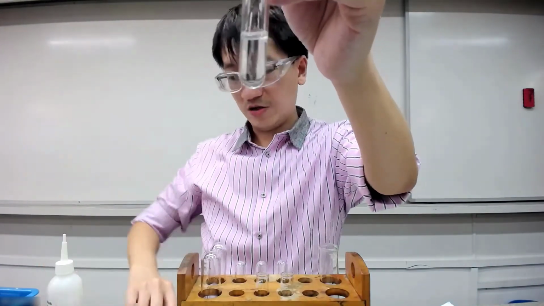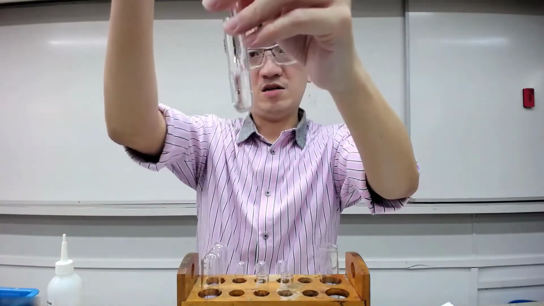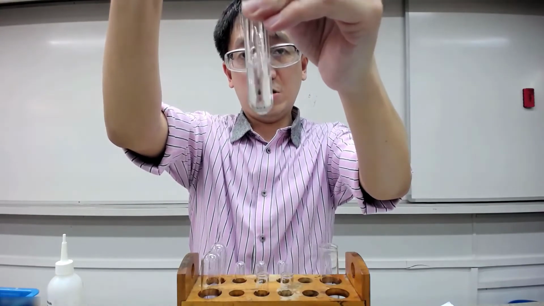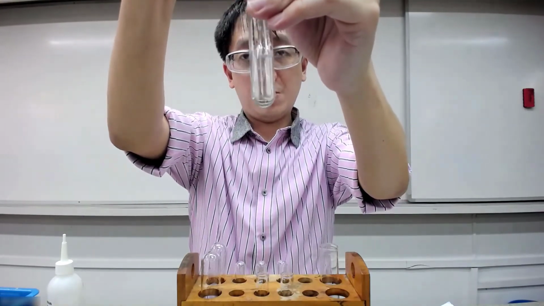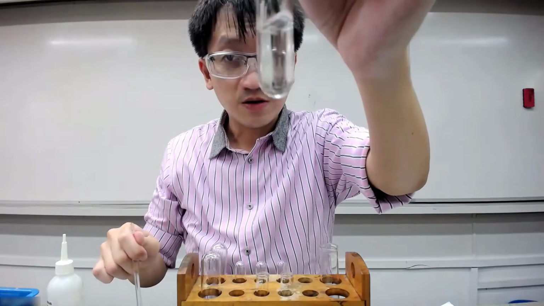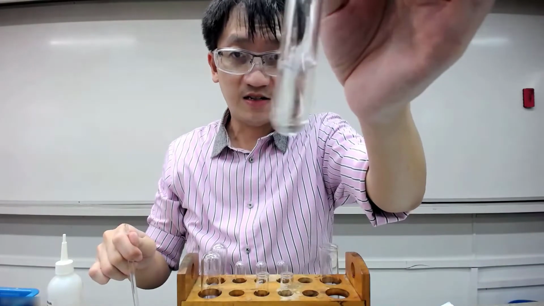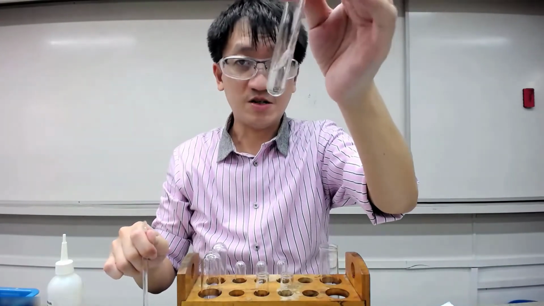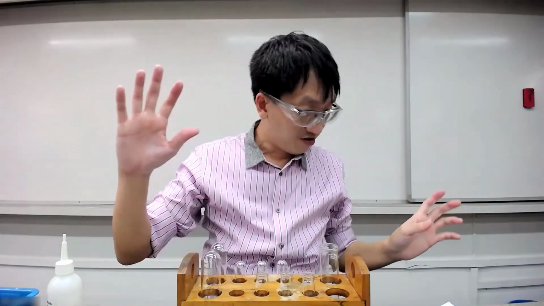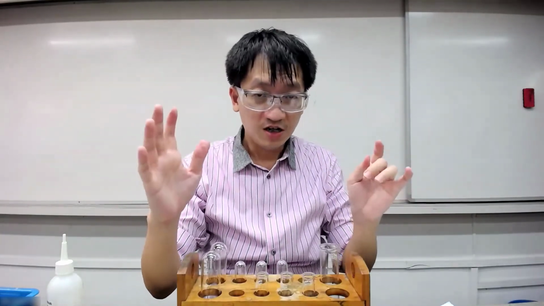Okay, so now you can see that the solution is completely colorless. So your conclusion should be: the white PPT dissolved in excess to give a colorless solution. So that's what you should be observing. I hope that's clear enough. Okay, so that's the procedure.